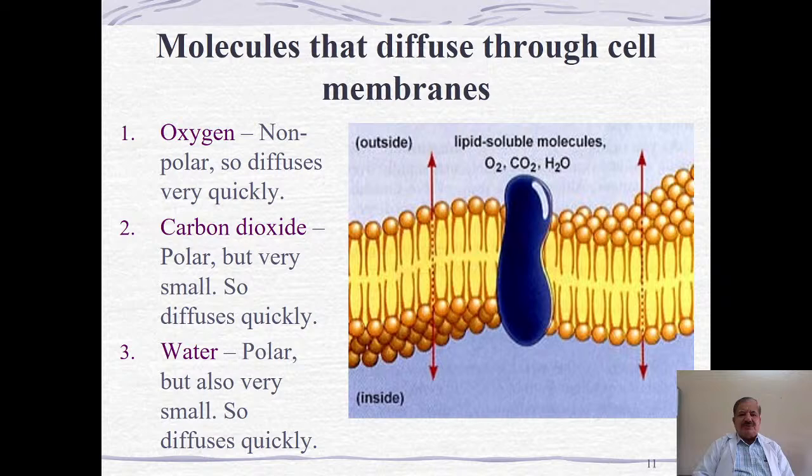Molecules that diffuse through the cell membrane. Lipid soluble molecules. What are they? Oxygen, carbon dioxide, and water. They can diffuse very easily, from outside to inside or inside to outside. Oxygen is non-polar, so it diffuses very quickly. Carbon dioxide is polar but very small, so it diffuses very quickly. Water is also polar but very small, so it diffuses quickly.